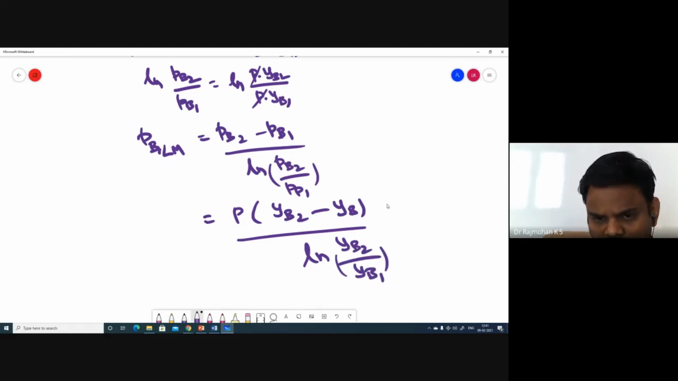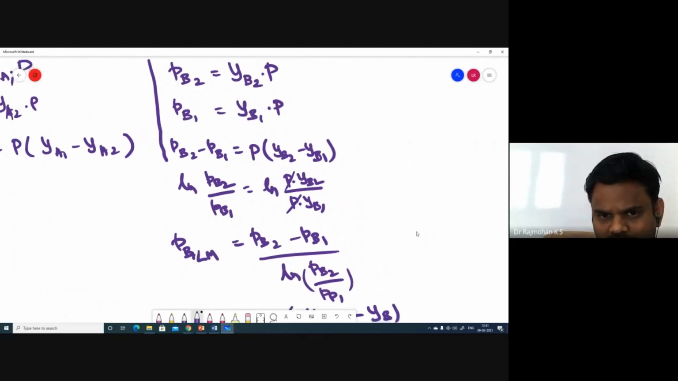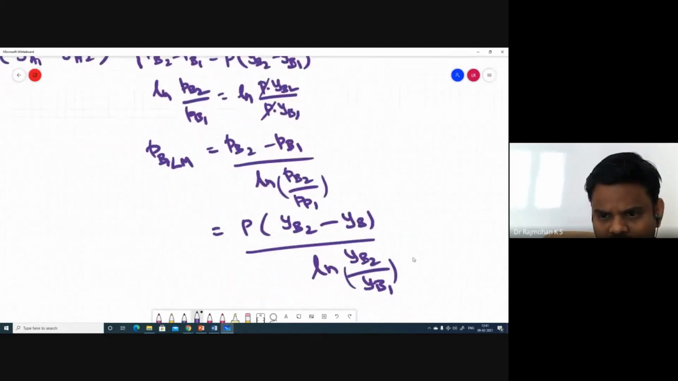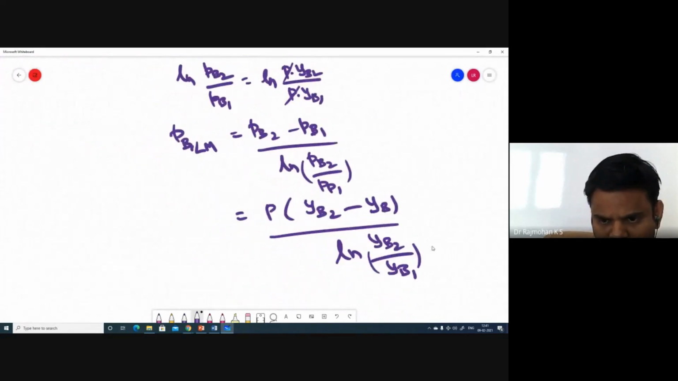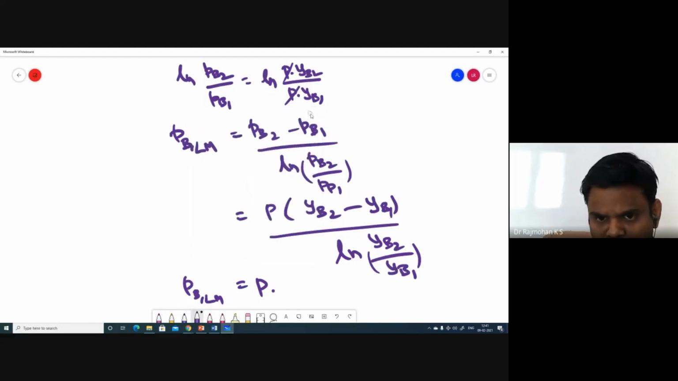Okay, any doubt in this? Simple. We're starting with how partial pressure, mole fraction, and total pressure are related. We are arriving at this. Is that okay? So PB logarithmic mean is equal to total pressure into YB2 minus YB1 divided by ln YB2 by YB1, which is nothing but YB logarithmic mean.